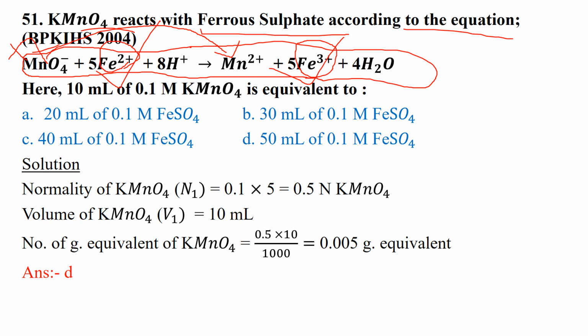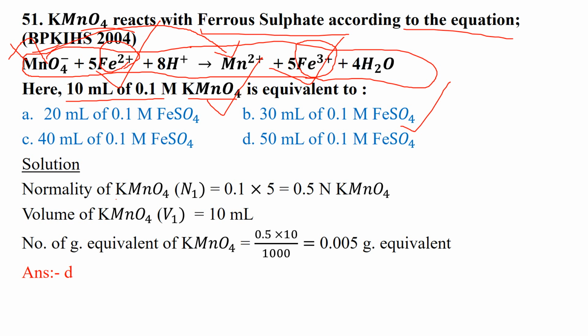So here, 10 ml of 0.1 molar KMnO4 is equivalent to... we have to calculate this. So we have to solve this problem on the basis of the normality equation, that is, the number of gram equivalents of KMnO4 is equal to the number of gram equivalents of ferrous sulfate. Now first calculate the number of gram equivalents of KMnO4.